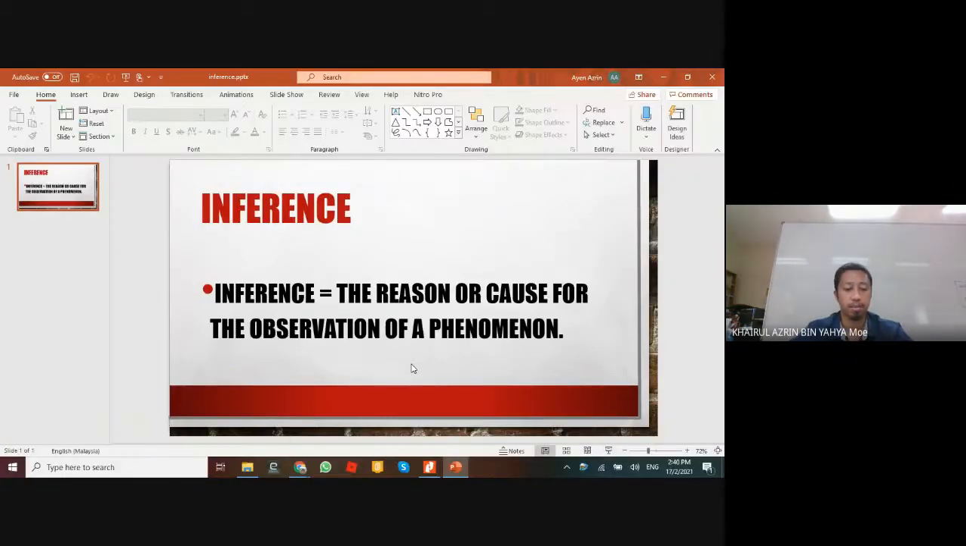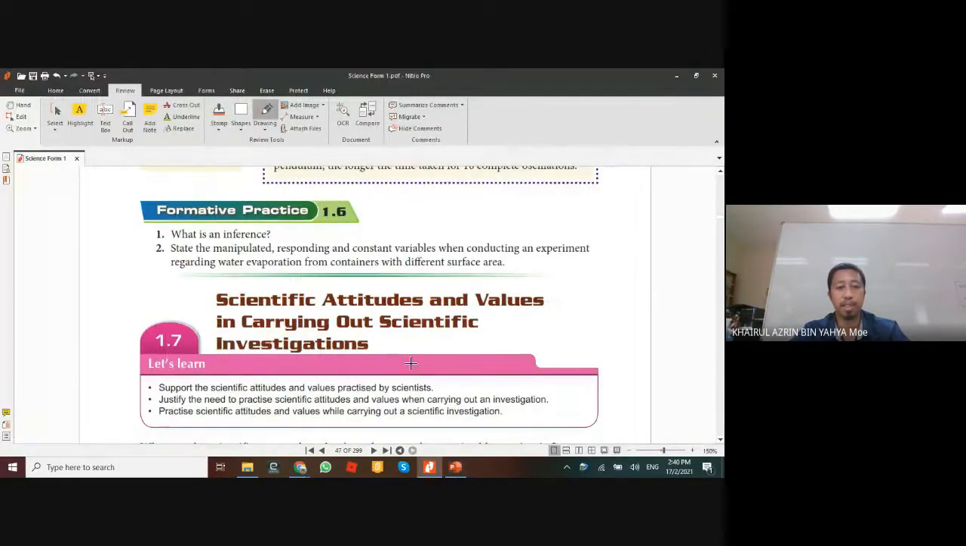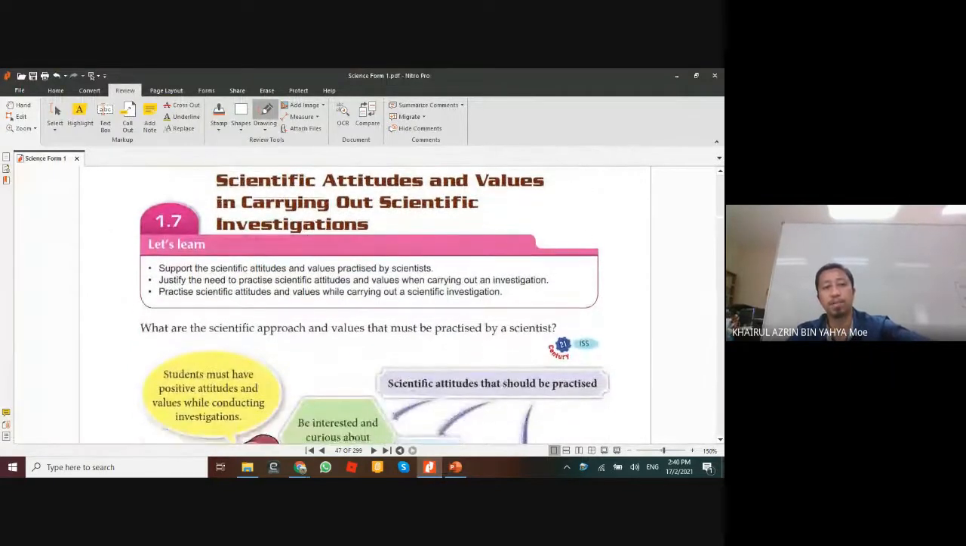Okay. So we finish 1.6 already. Now we go to 1.7. So today's lesson very short. Okay, 1.7 scientific attitudes, sikap, sifat and values in carrying out scientific investigations.